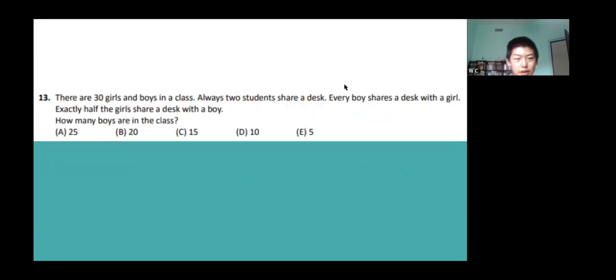Next question. There are 30 girls and boys in a class. Two students always share a desk. Each desk and each boy shares a desk with a girl. Exactly half of the girls share a desk with a boy. How many boys are in this class? I'll give you 3 minutes to think about this, and if you have the answer, please type it in.